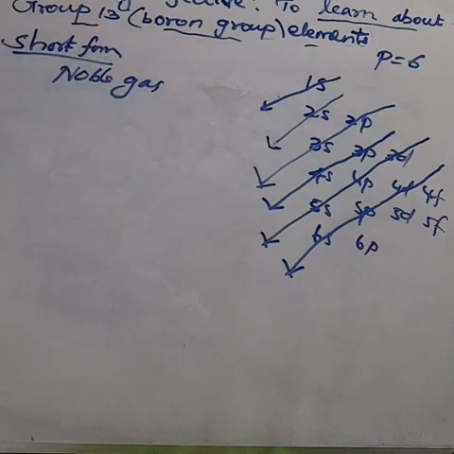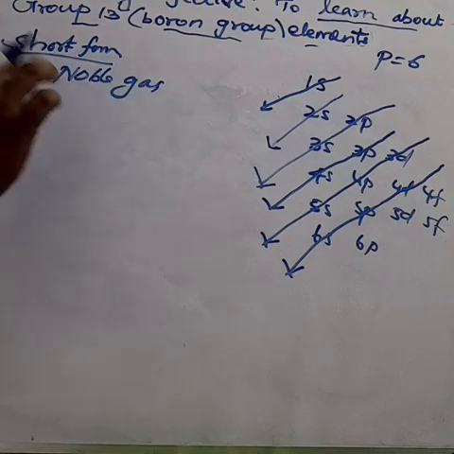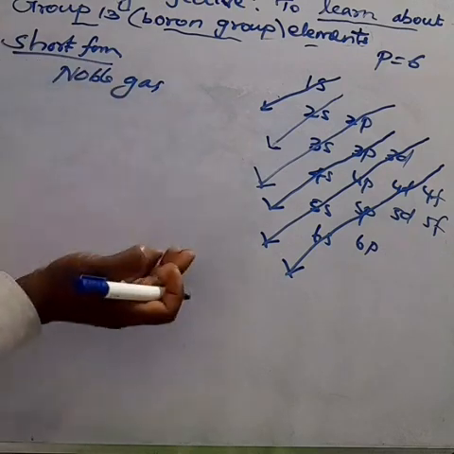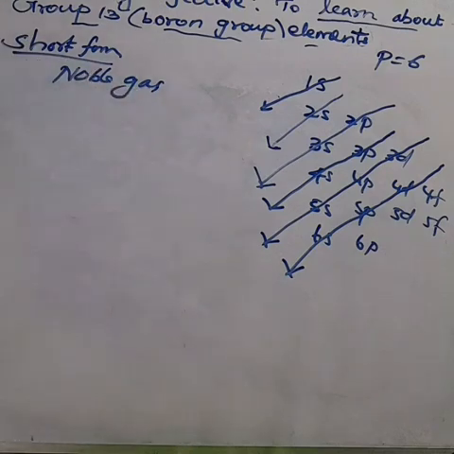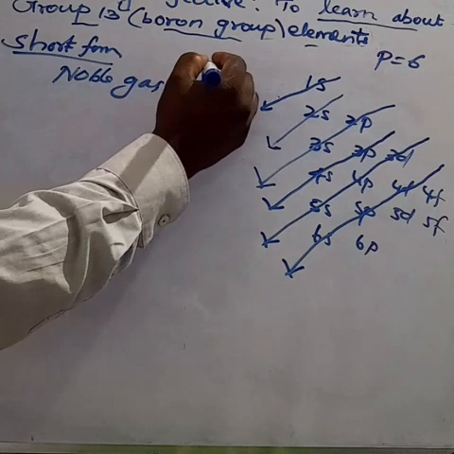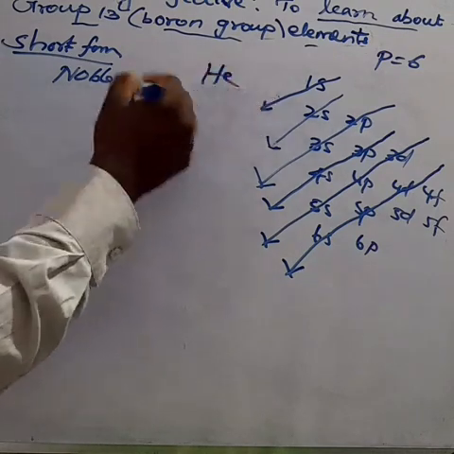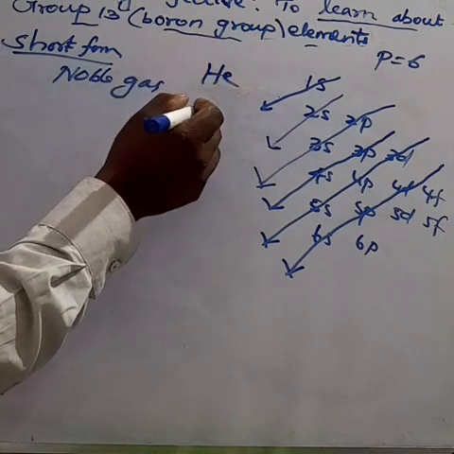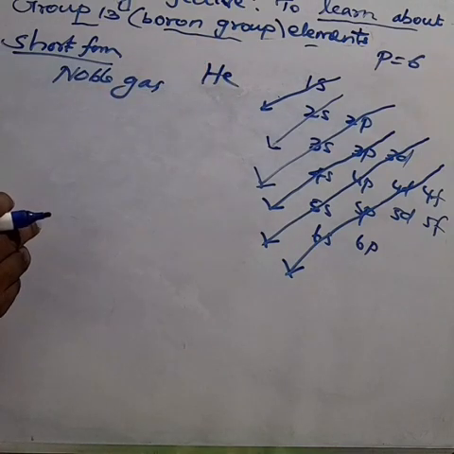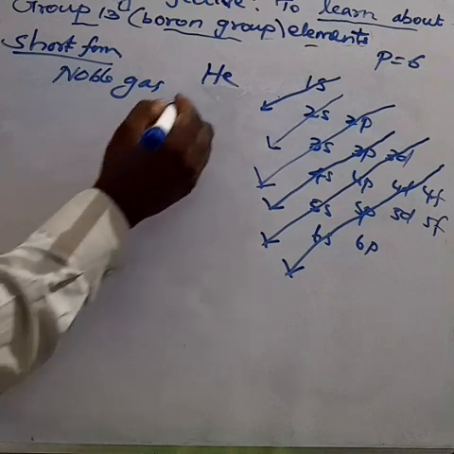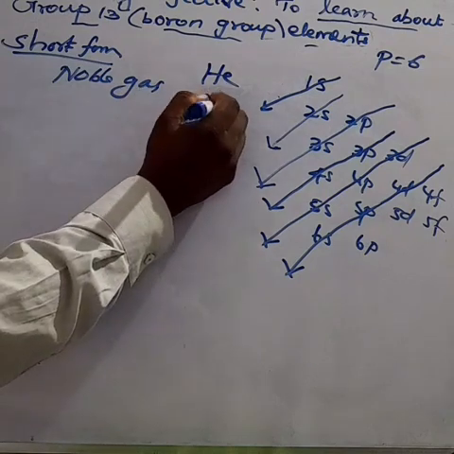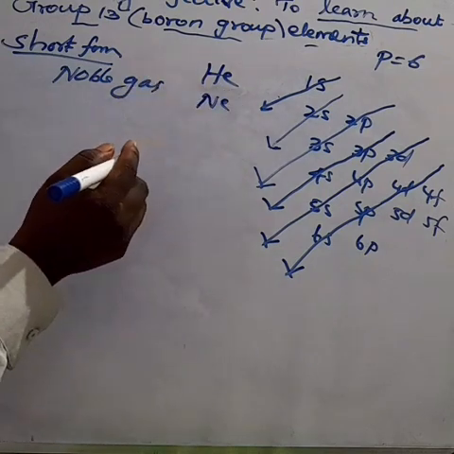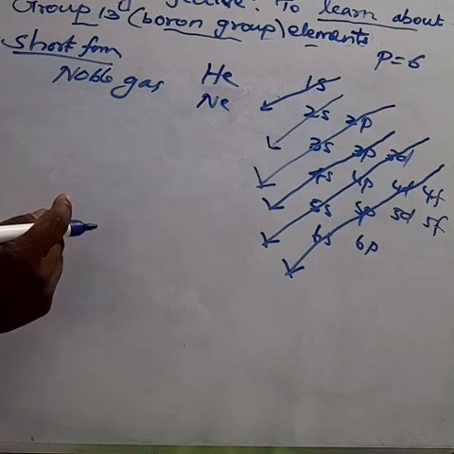Okay. Who is the nearest inert gas? Nearest means backside of the inert gas. Not the front, not the upcoming. Come to the backside. Nearest for boron is helium. Am I right? Yes or no? What about aluminium? The nearest, don't tell about the upcoming. Come to the backside of this one. For aluminium, it is neon. After neon only we have aluminium. Am I right?